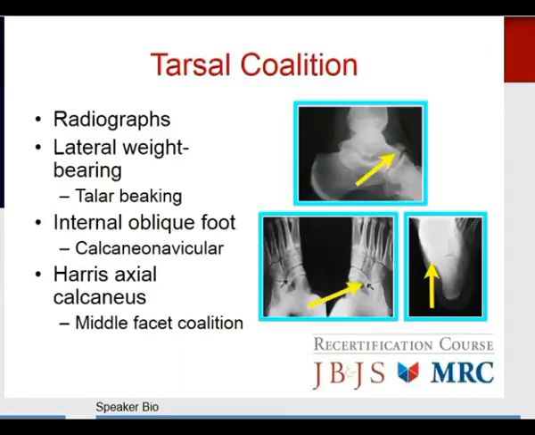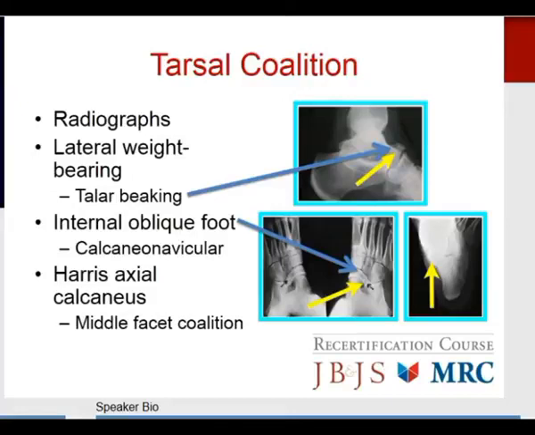In patients that have a tarsal coalition, again, we have key radiographic views to look for. We always get a lateral weight-bearing view to look for this so-called talar beaking, which can occur because of lack of rotation or varus valgus tilt to the hindfoot, which creates subsequent stress at the talonavicular joint and those osteophytes developing. If we suspect a calcaneonavicular coalition, we now get an internal oblique X-ray of the foot. Not external, like we talked about with the accessory navicular. Now we get an internal oblique because we can define carefully whether we have a calcaneonavicular coalition.